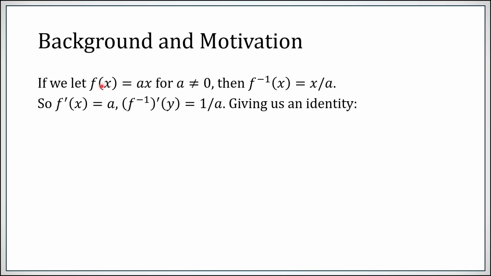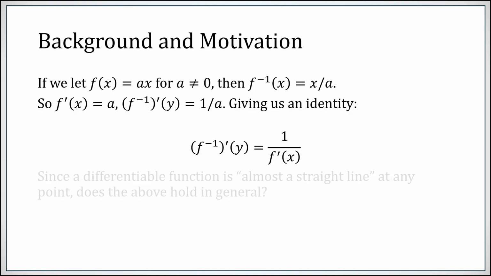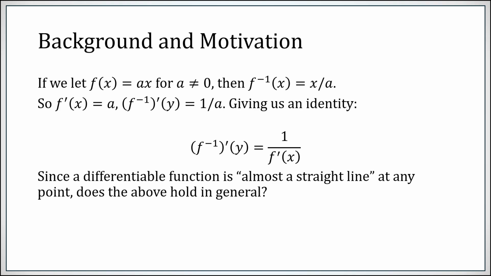So what's the derivative of f? It is simply a. What's the derivative of the inverse? 1 over a. So we end up with this interesting identity that the inverse function's derivative is 1 over the derivative of the original function. Now this was for the very simple example of f of x being ax. Now since a differentiable function is almost a straight line, is this true in general?